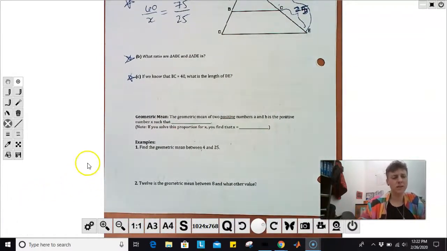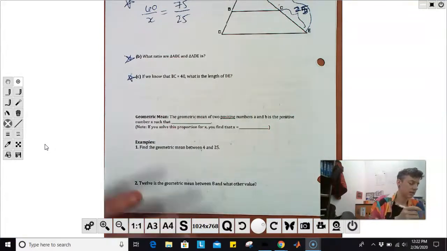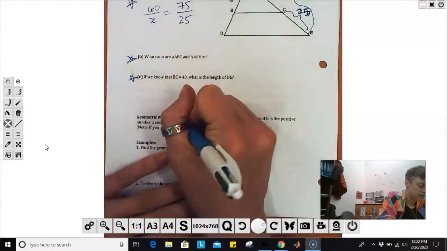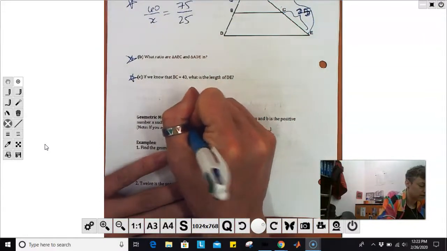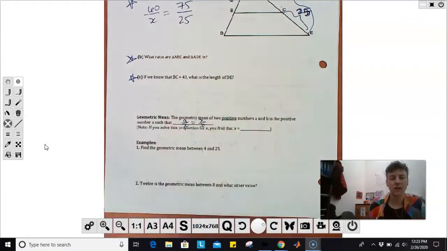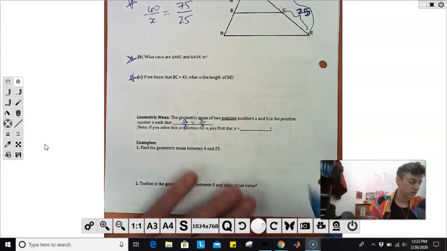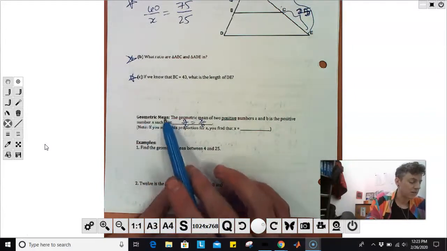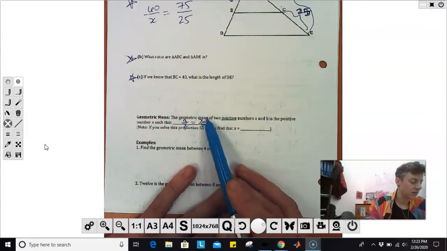So we're going to move on as a family to the geometric mean. Now the geometric mean of two positive numbers a and b is the positive number x, such that this relationship is true. A over x equals x over b. So it's called a geometric mean. Remember, the means are the numbers in the middle here.